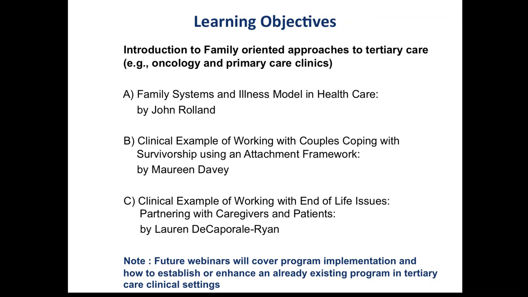Yes. Great. So I'm going to start out, and my section is going to provide an overview of a family systems model that can be applied to all types of chronic illness and disability in a variety of healthcare settings. And then Maureen Davey and Lauren DeCaprel are going to give clinical examples, specifically working with cancer couples coping with survivorship, and then Lauren's work with end-of-life issues.